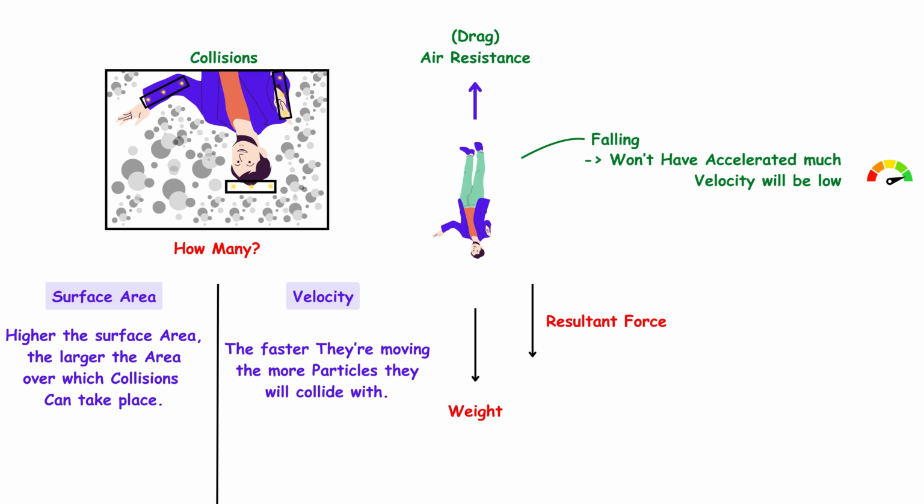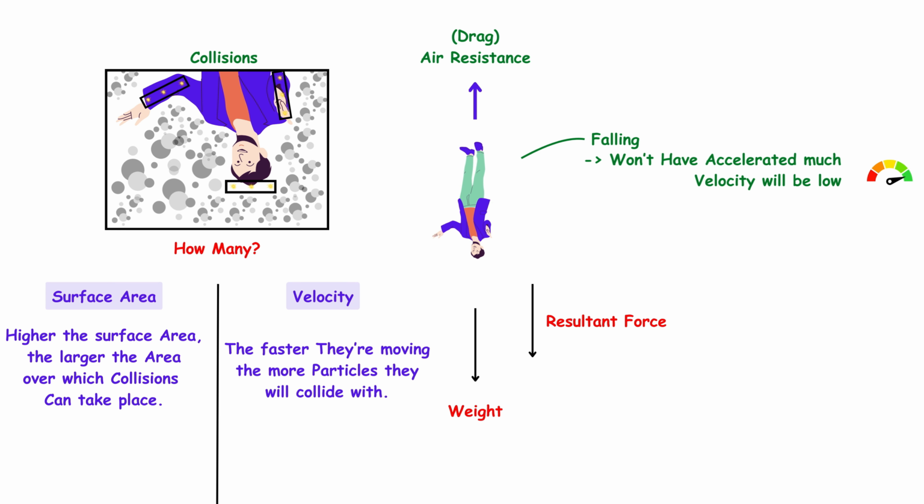Now, since the person has only just begun falling, their velocity is still relatively low, and that means the upward air resistance is still quite weak, which we might represent with a small gray arrow. At this point, the resultant force is the difference between the constant downward weight and the smaller upward drag, meaning there is still a net downward force, and so they continue accelerating.